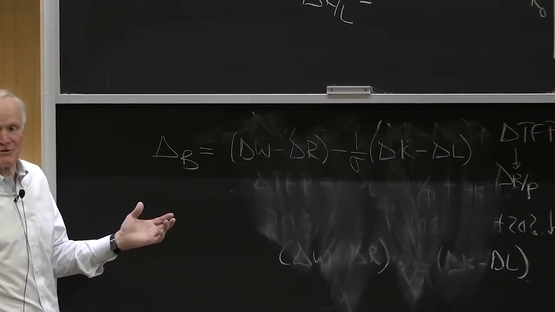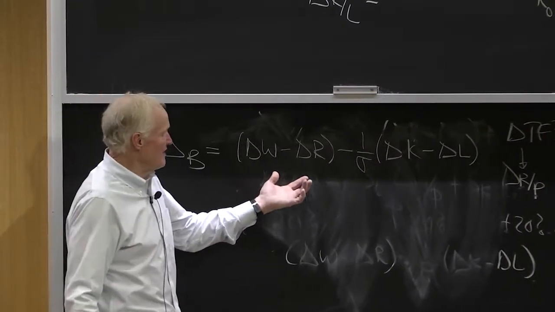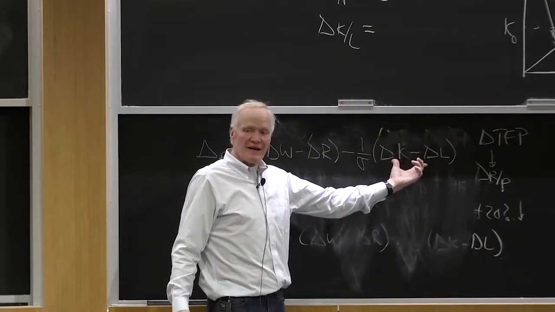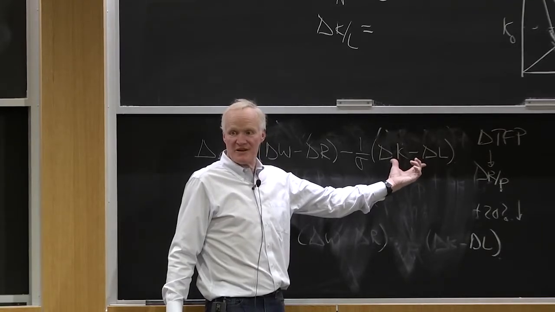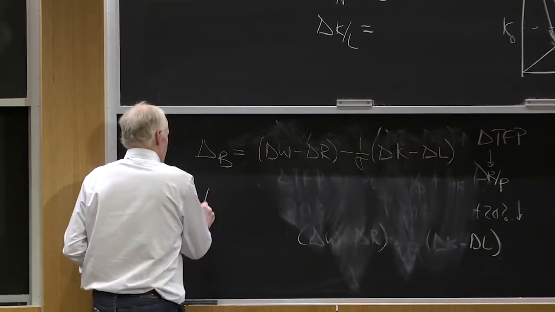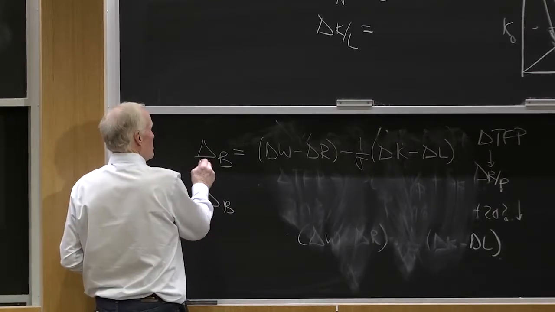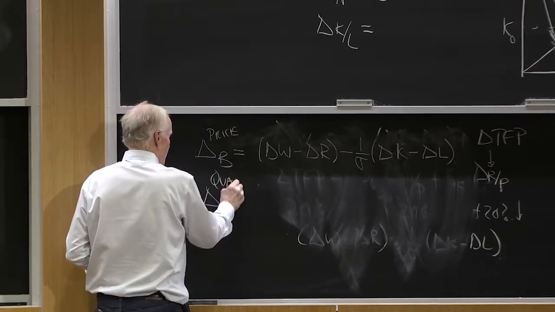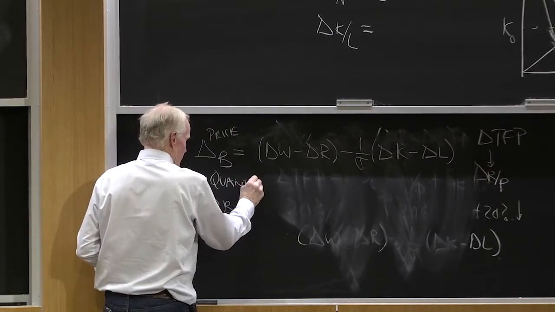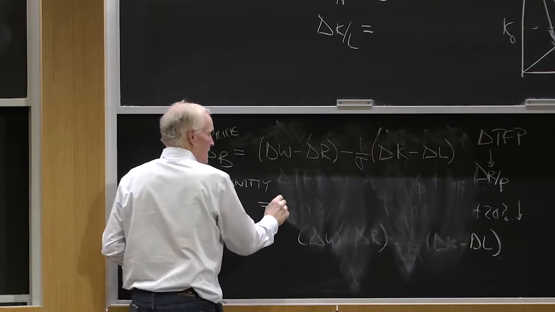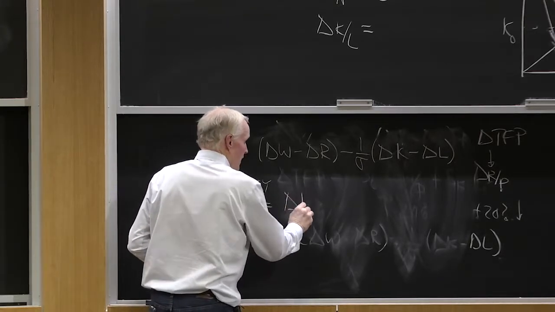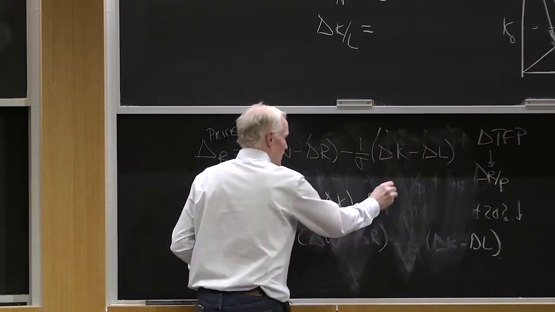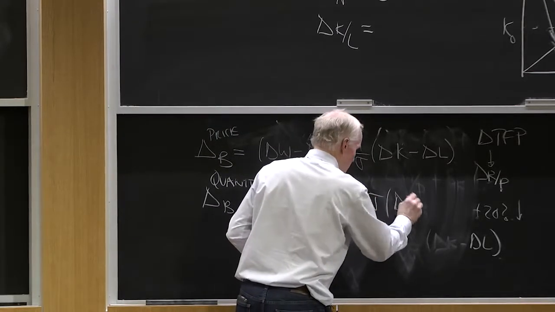That is, it's a residual again, right? We're measuring it now as a residual. This is the change in W over R, and this is what we predict based on K over L changing. Or you can write it delta B. This would be the price measure. If you want to measure it in quantity space, it would be delta L minus delta K minus sigma delta R minus delta W.